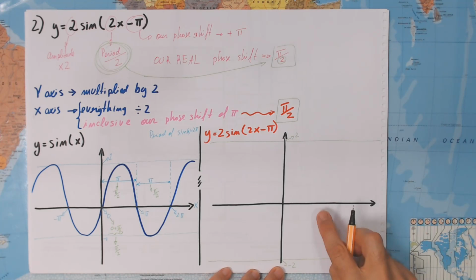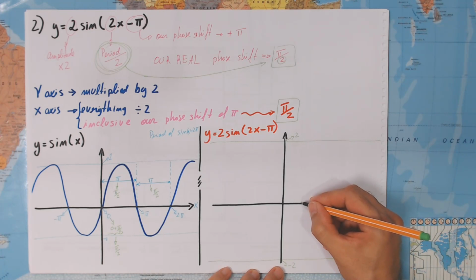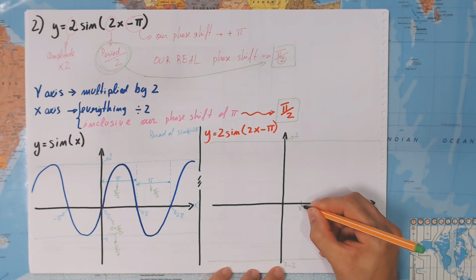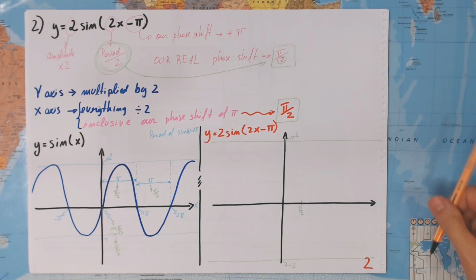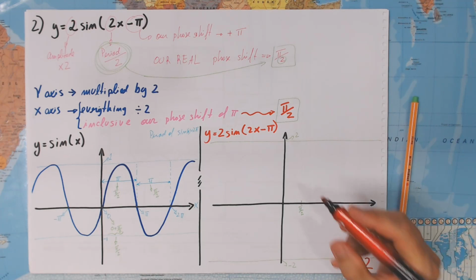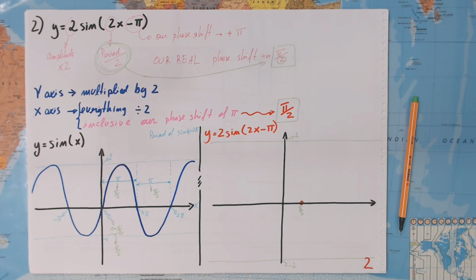Okay, if this is pi, let's try to make it in the same pattern here. So this is going to be around pi over 2. So that point is going to be this one, and we know that this is a 0. Okay, it's a 0 in here. Good. Now let's just be careful.